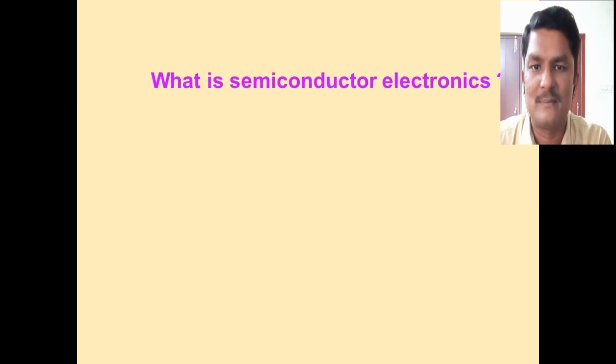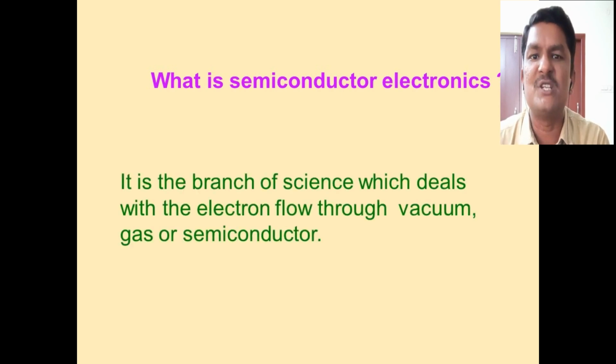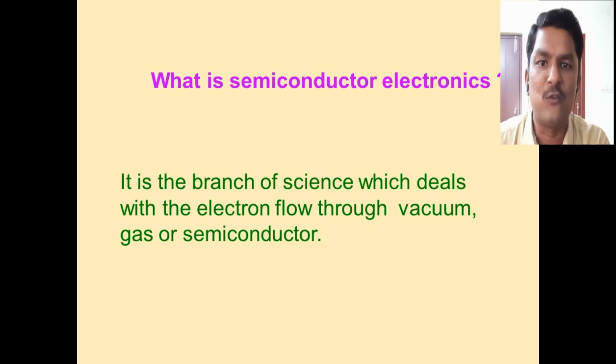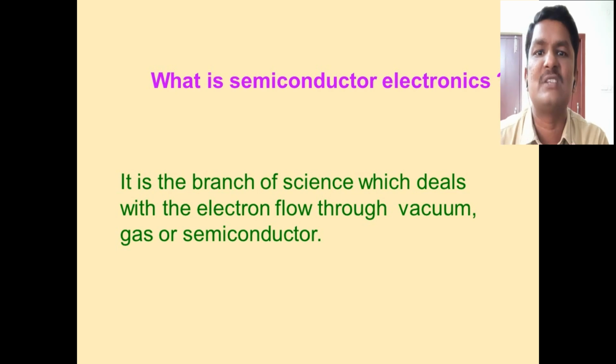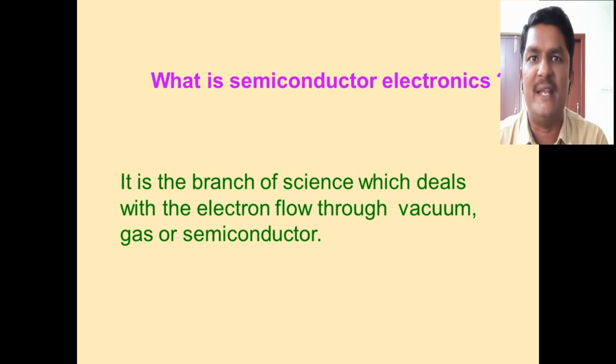First of all, what is semiconductor electronics? What is meant by semiconductor electronics? Semiconductor electronics is the branch of physics which deals with the electron flow through vacuum or gas or semiconductors. So it is the branch of physics which deals with the electron flow through vacuum, gas or semiconductors.